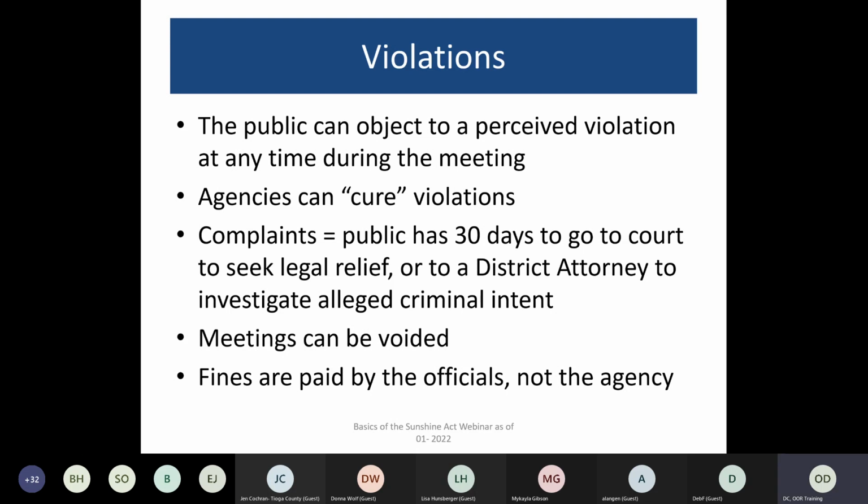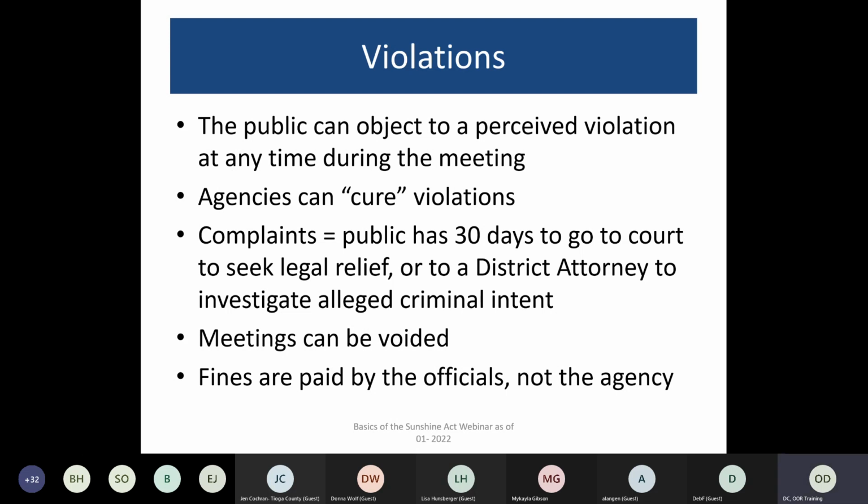And it can be up to $1,000 for the first violation, up to $2,000 for the second violation. Paid out of pocket. The agency cannot pay the fine on behalf of the public official. So you see why I say it gets pretty painful. Now, I don't want to mislead you. This has not happened a lot. It's not common for a judge to levy monetary fines, but it has happened.